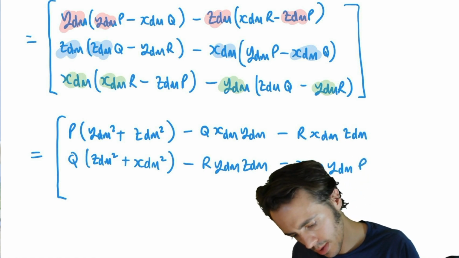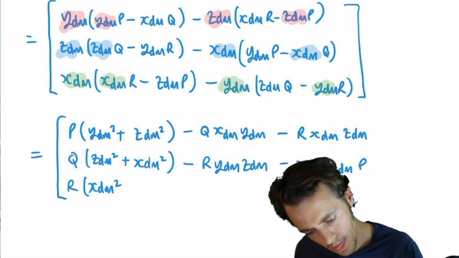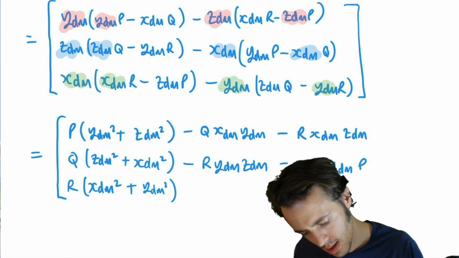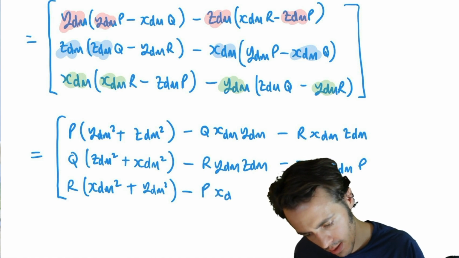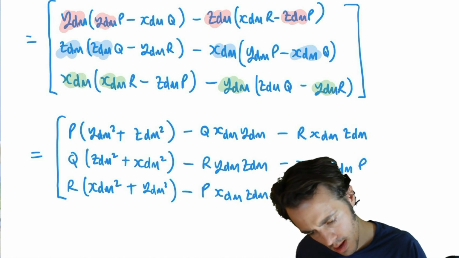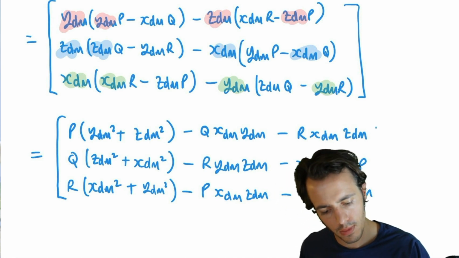And then this last one I'm going to have r x dm squared plus y dm squared minus p x dm z dm minus q y dm z dm. Okay, so that's correct.